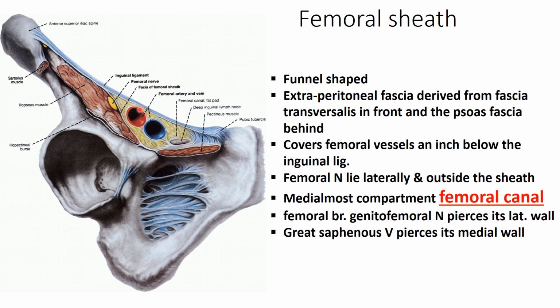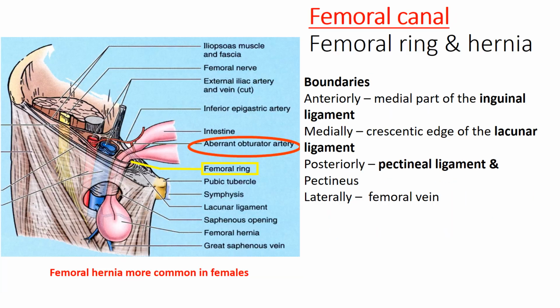Now, as we have already seen, the femoral branch of the genitofemoral nerve, lying lateral to the femoral artery, pierces this lateral wall. So it pierces it anterolaterally, and then it supplies the skin over the femoral triangle. Now this medial wall, anteromedially, is again pierced by the great saphenous vein. It pierces it and finally drains.